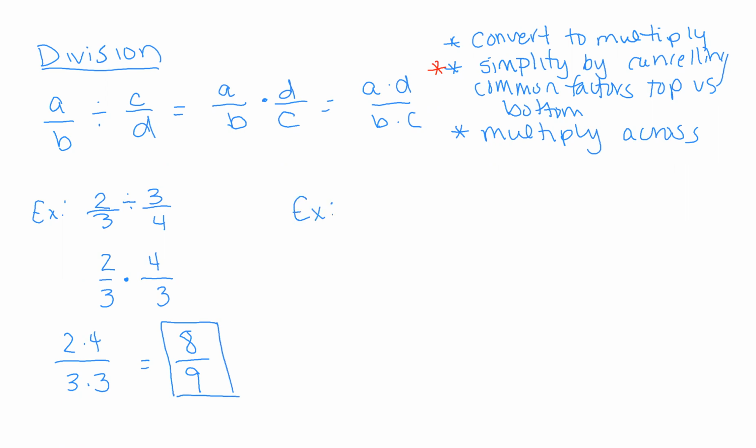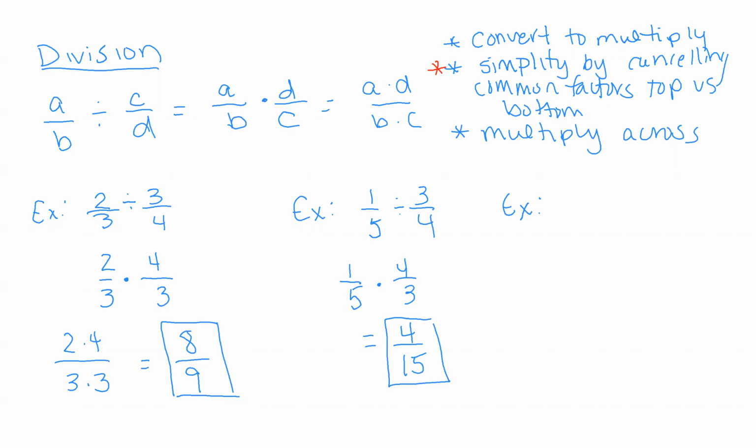Let's try another one. Let's say I have 1/5 divided by 3/4. The first fraction stays the same. I multiply by the reciprocal of the second fraction, so 4/3. There are no common factors top to bottom, so I multiply across, and I get 4/15. That's the final answer.